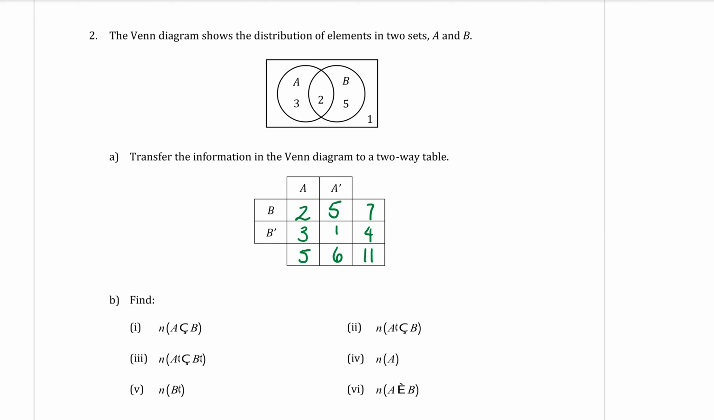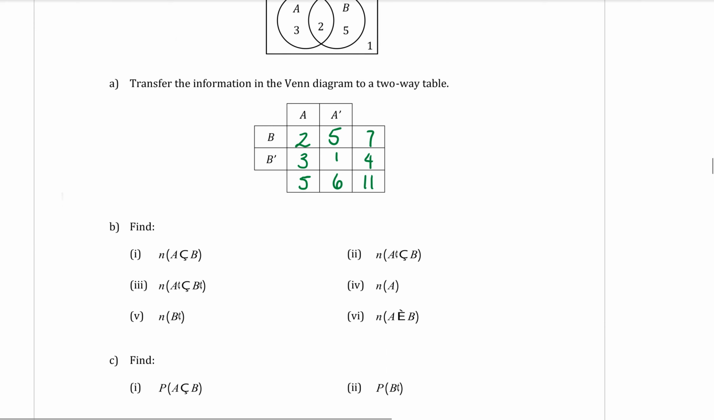Okay, now it doesn't matter which one you use. Oh my goodness, it's changed all my symbols here. Quickly, let me just change all of those. I'll change them as I go. Okay, so it doesn't matter if you use the Venn diagram or the two-way table to answer these questions.